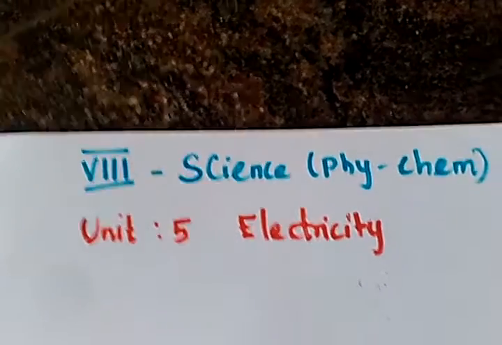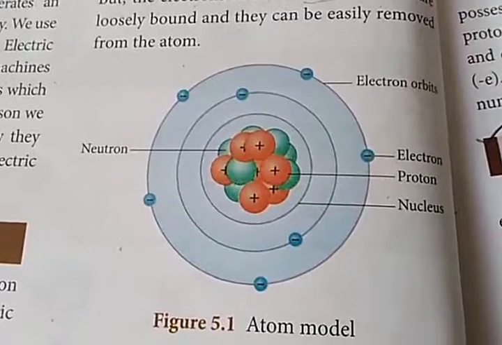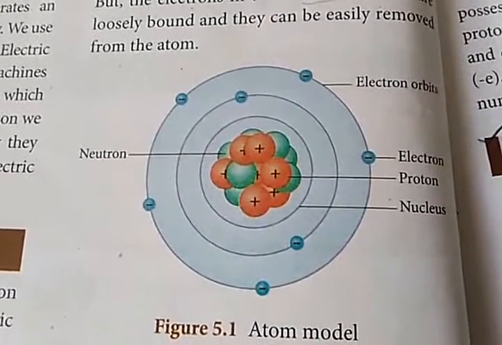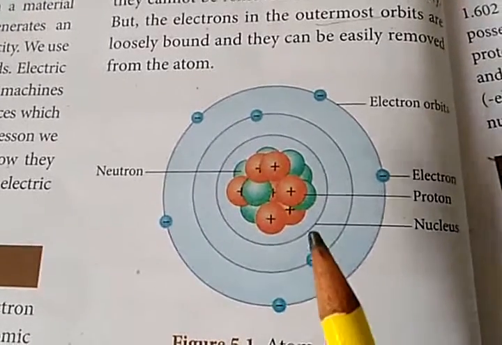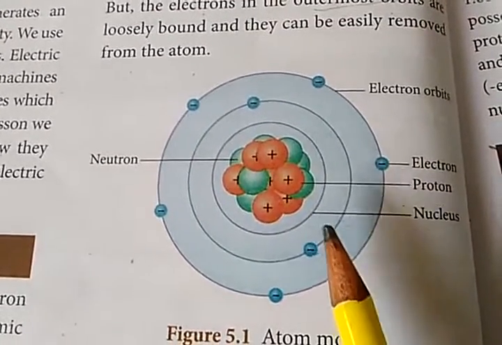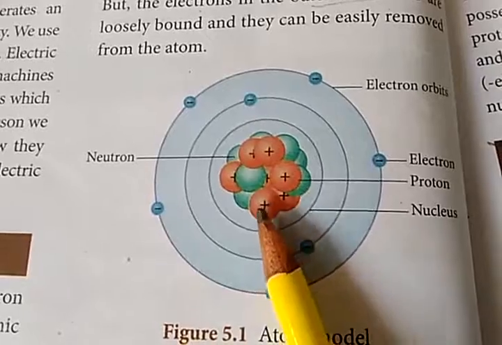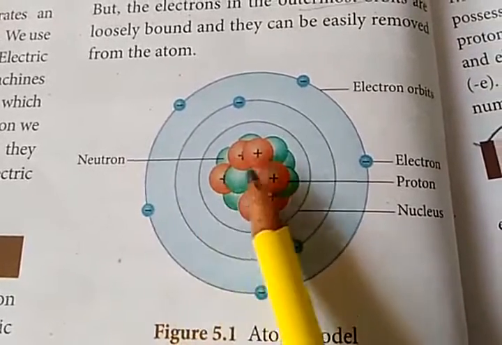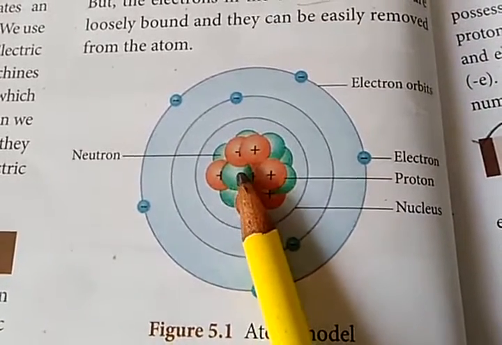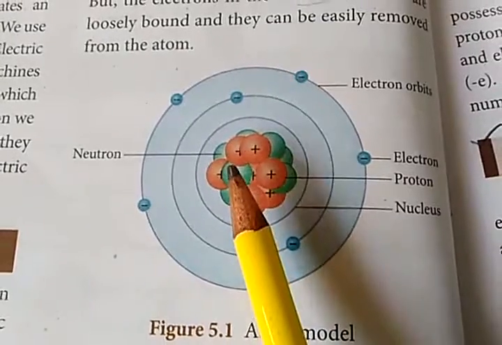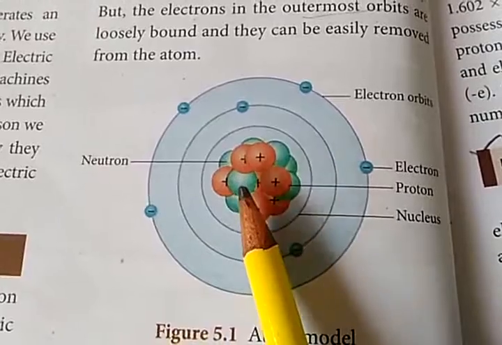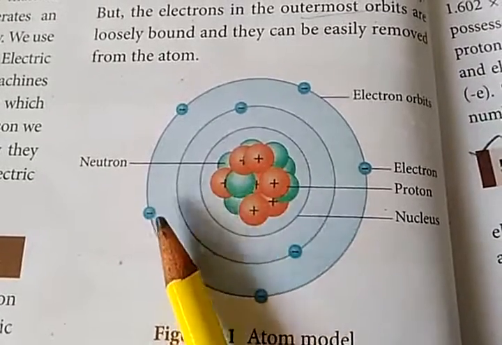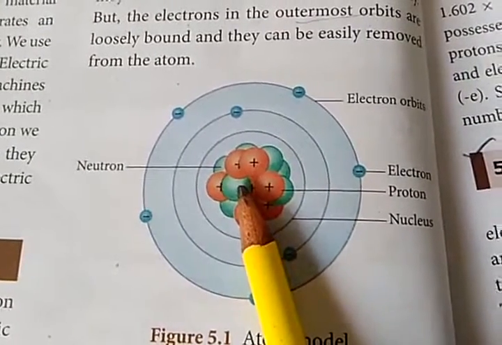Okay students, what is this? Yes, this is an atom structure. An atom consists of proton, electron, and neutron. These are the subatomic particles. Already we learned that an atom has three particles: electron, proton, and neutron.